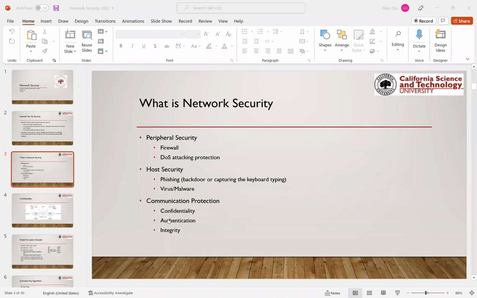The first thing is called confidentiality. Confidentiality means you send the message to the public network with encryption. You encrypt your message so nobody can understand it, even if they can see the message. That's confidentiality. First thing, okay.